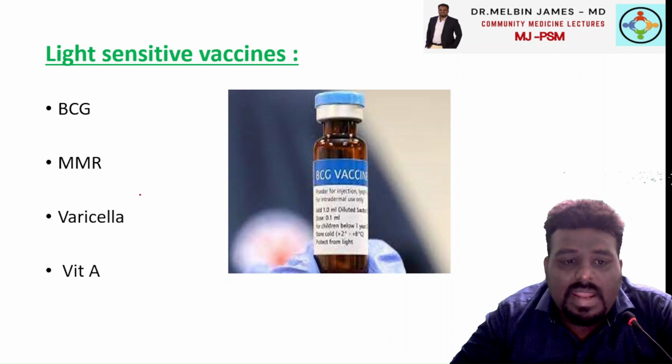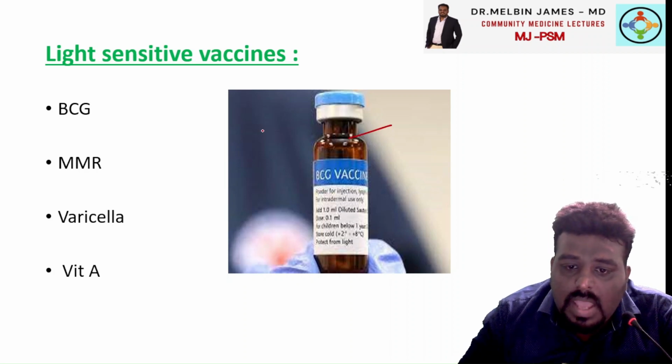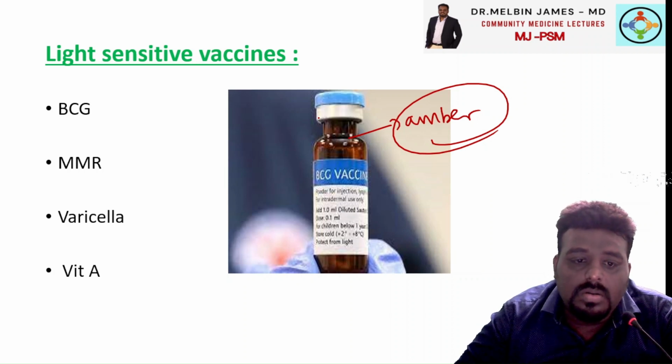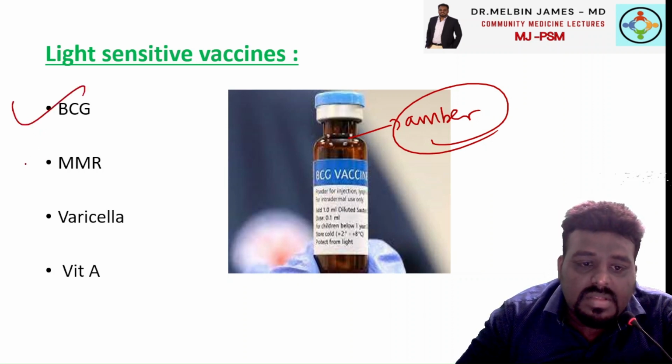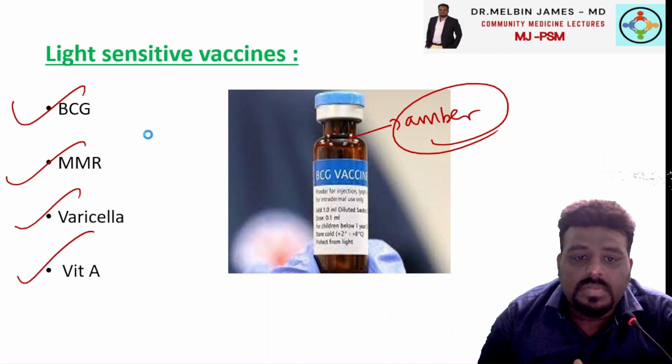Next, coming to the light sensitive vaccines. Light sensitive vaccines are stored in something called an amber colored bottle, which protects them from sunlight. Light sensitive vaccines are BCG, MMR, varicella and vitamin A. These are the light sensitive vaccines.